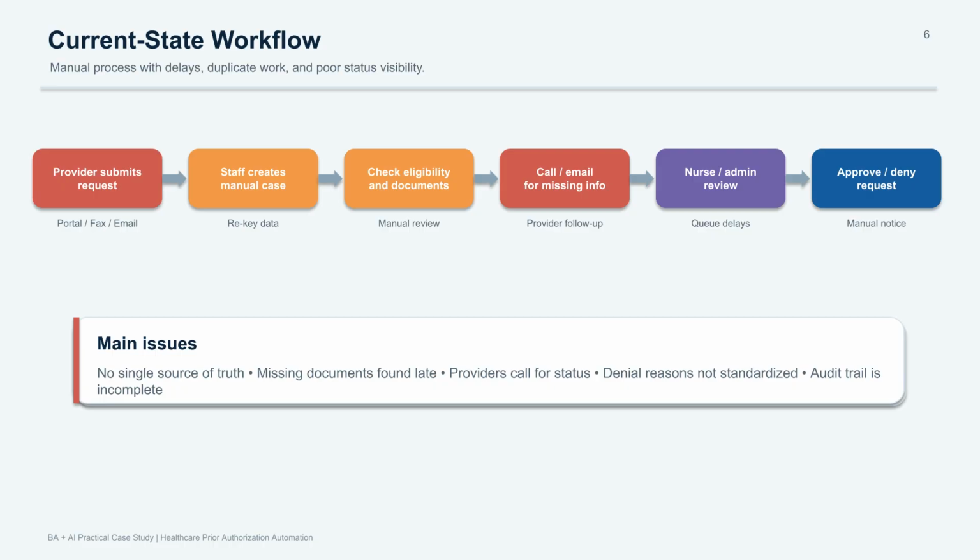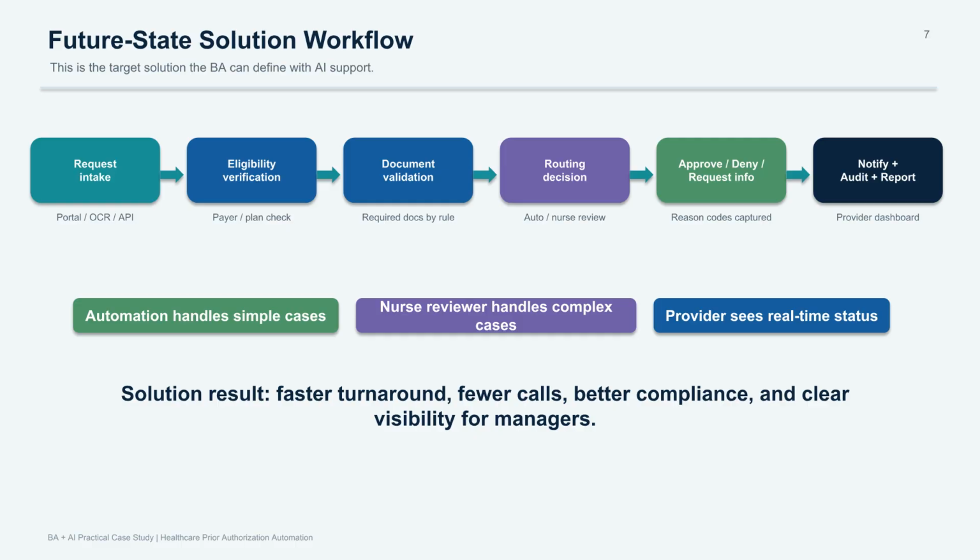Before designing the future system, the BA must understand the current process. Today, requests are received manually. Staff review documents, check eligibility, follow up with providers, route complex cases, and update status manually. Because there is no single source of truth, providers keep calling for updates, and managers cannot easily see where work is stuck. Now we move from the current state to the future state.